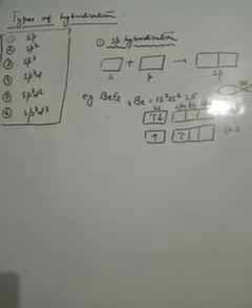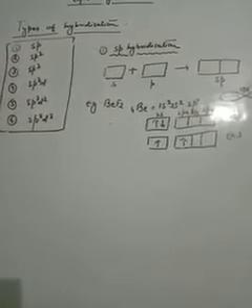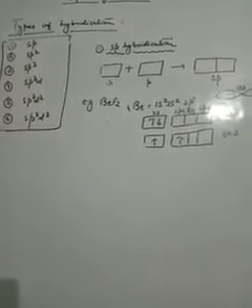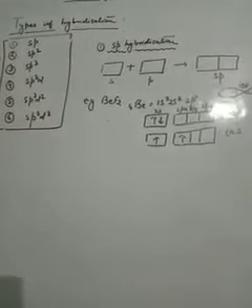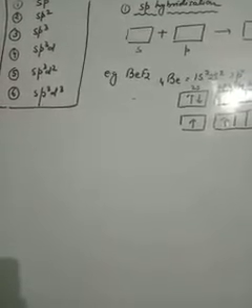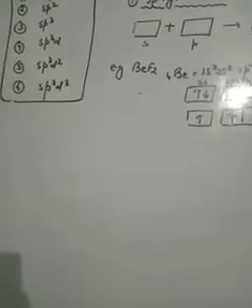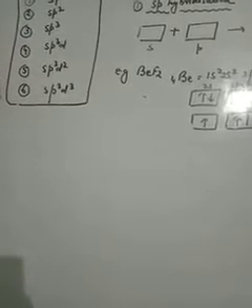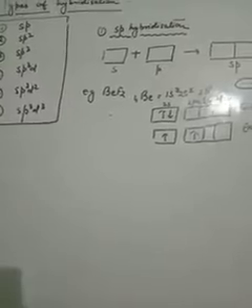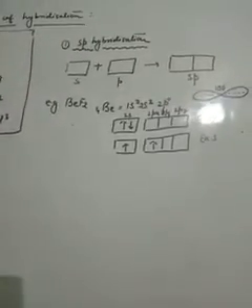Now, students, there are 6 types of hybridization. Number 1, sp. Number 2, sp2. Number 3, sp3. Number 4, sp3d. Number 5, sp3d2. And last one, sp3d3. Now first we discuss the sp hybridization.